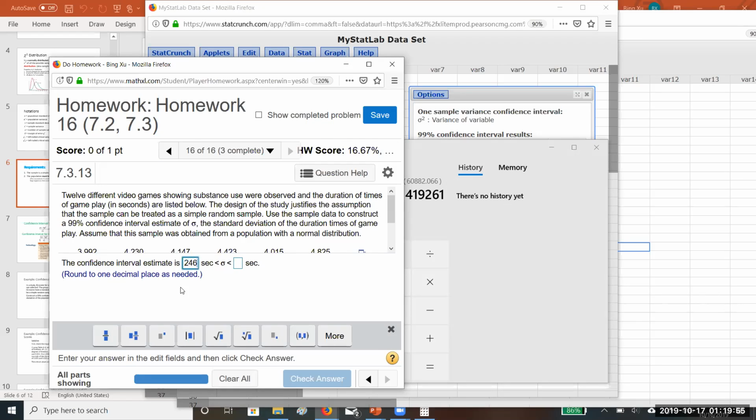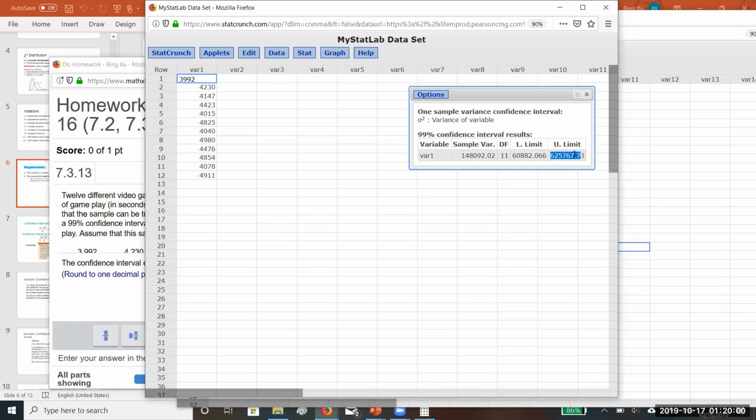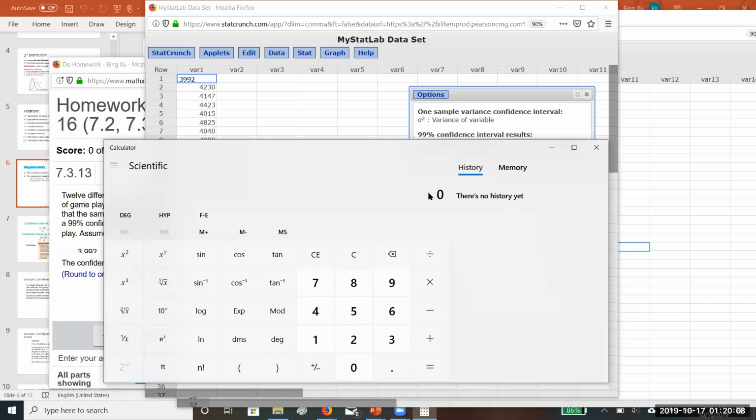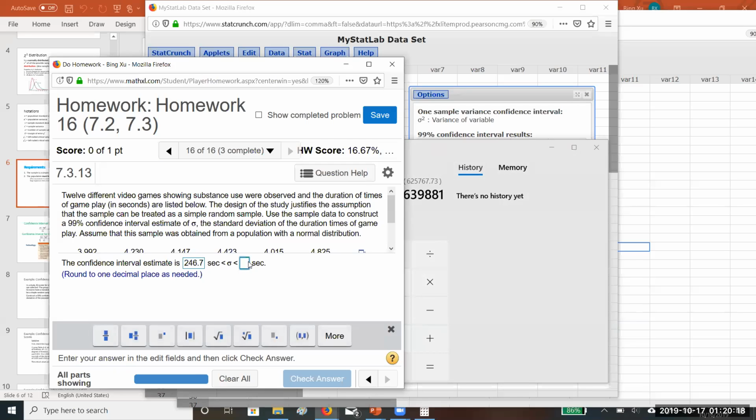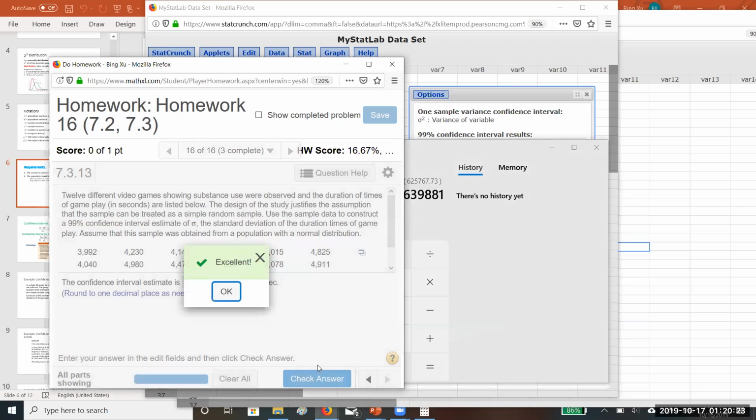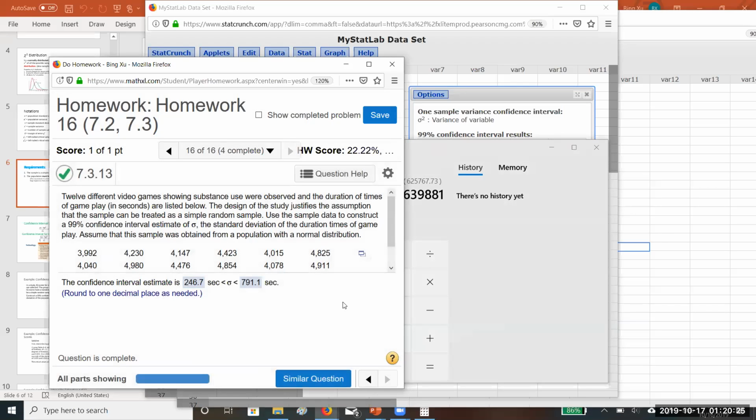That is so much easier than even what I figured out. 246.7. And the other one is this one. Just copy, and calculator. Paste and square root. So 791.1. Yep. 791.1 and check. There you go. Okay, done. Oh my gosh, that's just crazy.